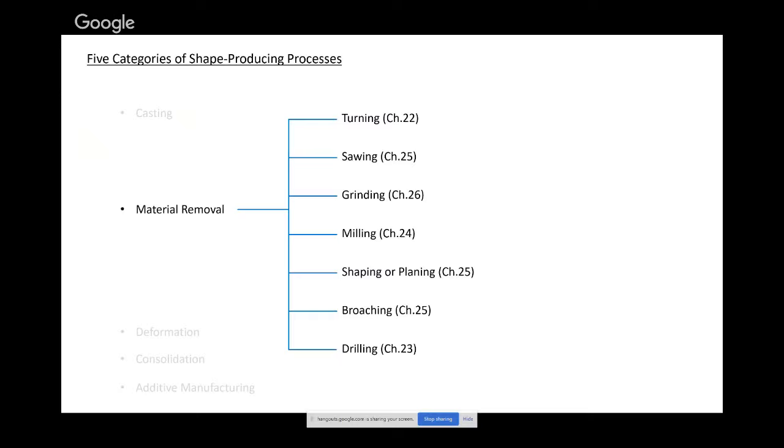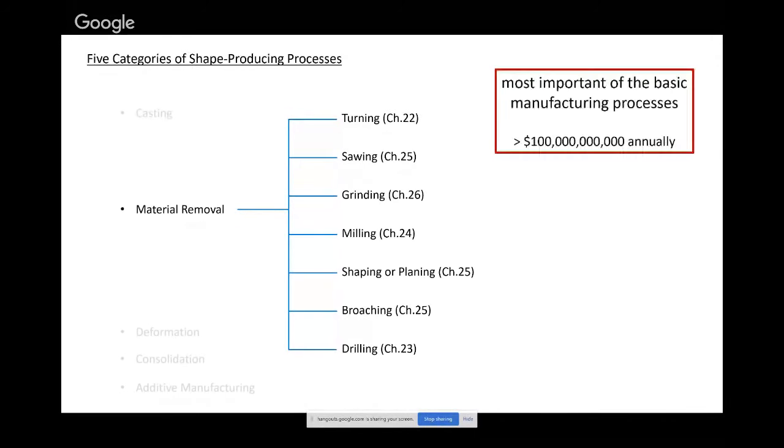Chapter 20 and 21 kind of cover general content, equations, solution processes, that sort of thing. And the individual processes are covered here in these chapters as shown. This is the most important of all the basic manufacturing processes, okay? So many of the other things that we do.